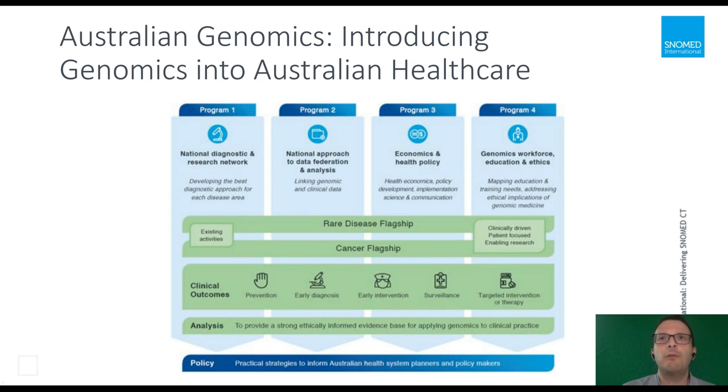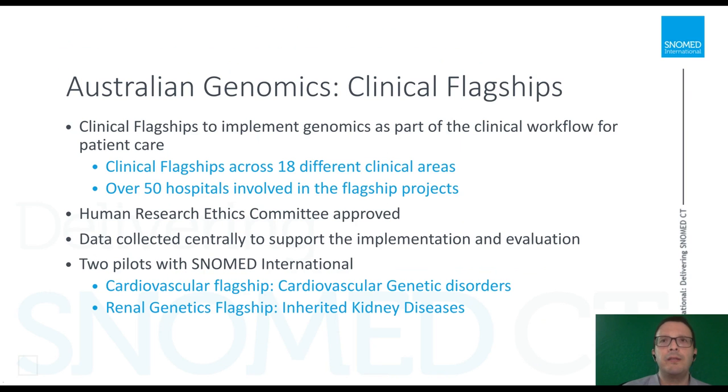Our main goal in this program is to define a national approach to data federation and analysis. This pretty much means linking genomic data with the corresponding clinical data. We also have additional programs that deal with very important aspects of genomics, such as health economics and also education and bringing the workforce up to speed. That's one of the axes, and as you can see, the other axis is where the clinical research is actually being done. The entities doing this clinical work are called the flagships, and we have mostly rare disease flagships and cancer flagships, which are the areas where genomics is most useful at this stage.